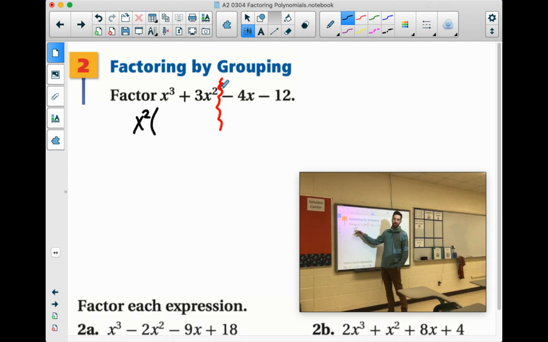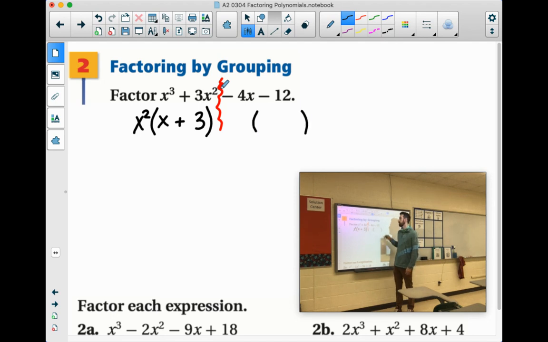Now if we factor that out, x squared times x would give us that x to the third, and x squared times 3 would give us the 3x squared. Now when we're factoring by grouping, we better hope that this set of parentheses over here also comes out to that x plus 3. Negative 4x minus 12. Anytime that first term is negative, we're going to factor out a negative. So 4 and 12, 4 goes into them. So negative 4 times x is negative 4x, and negative 4 times positive 3 would give us that negative 12.